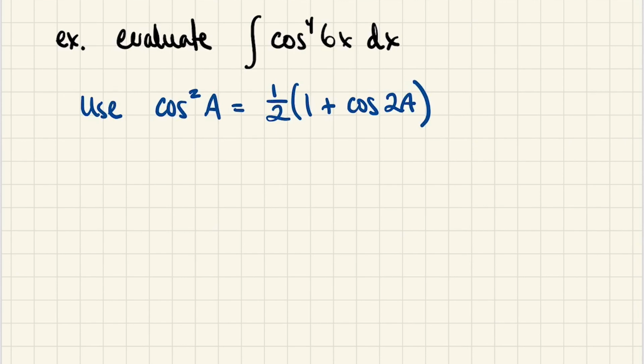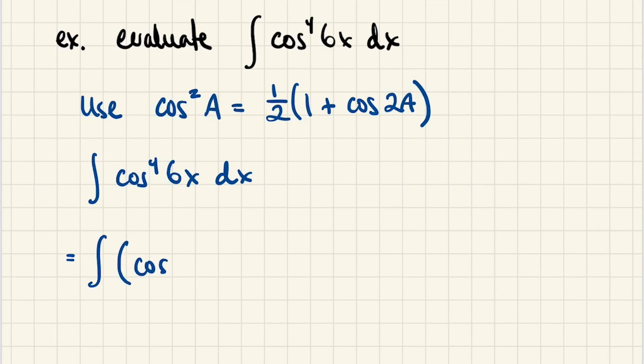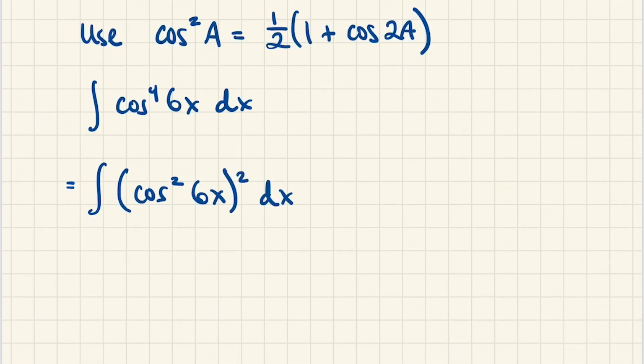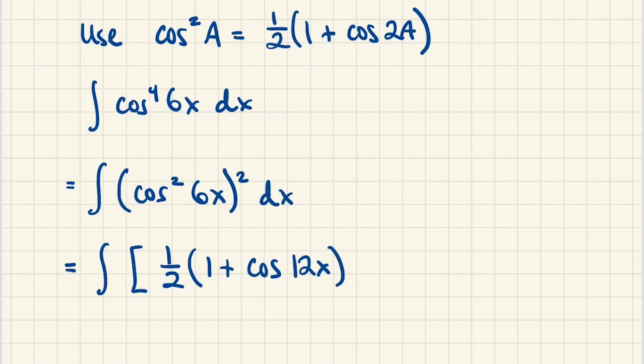Okay. So what do we've got here? This is the original, cosine to the 4th of 6x dx. Well, that's equal to the square of cosine squared. So the cosine squared on the inside can be converted using the half angle identity. So this is going to be 1/2 times 1 plus cosine of double 6x, that would be 12x. And that entire thing is being squared.